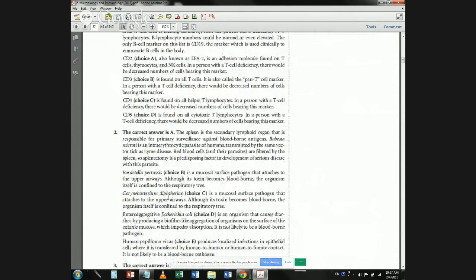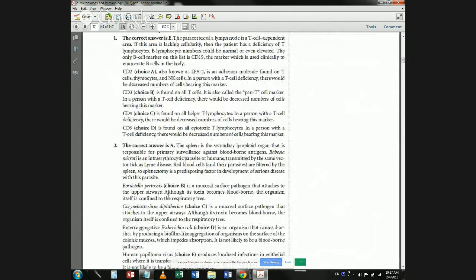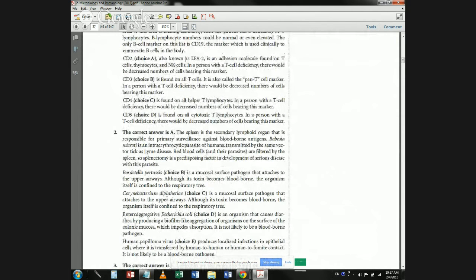Okay, so let's read up on that a little. Okay, I can't. I'm trying to hide it. Oh, my finger's there. The correct answer is A. The spleen is the secondary lymphoid organ that is responsible for primary.